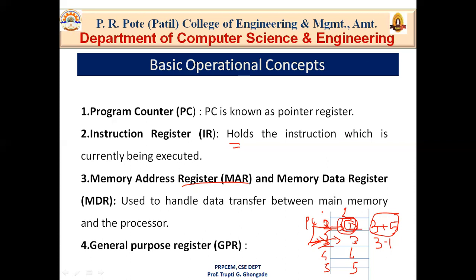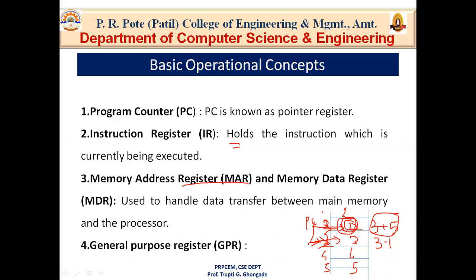So reading data and writing data into memory, both operations are performed by the processor by using the memory data register. Reading data from memory is done by MDR, and writing data into memory is also done by MDR. Now you understand the difference between memory address register and memory data register.